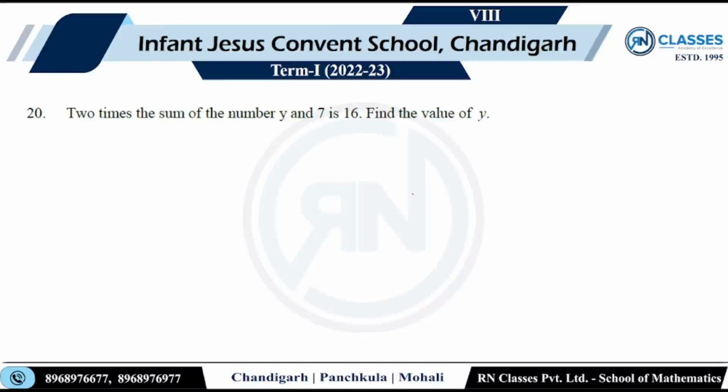So, question number 20. Last question of part 1. 2 times the sum of number y and 7 is 16. Find the value of y. So y plus 7 would be equal to 16 by 2, that would be 8, so the value of y would be 1.